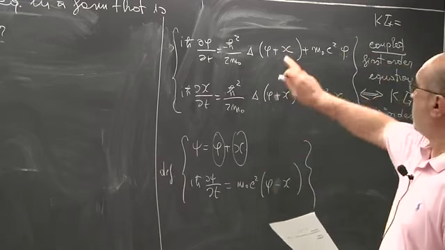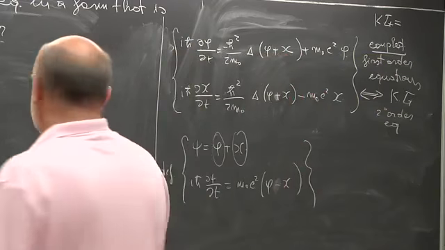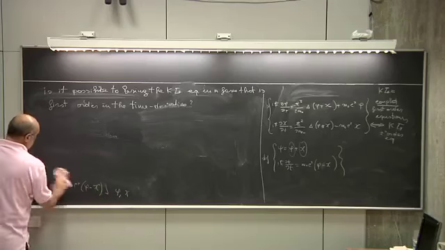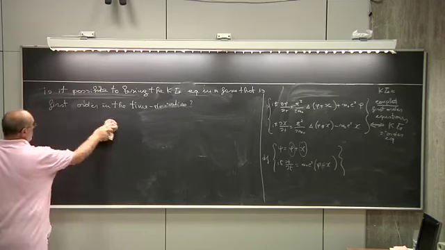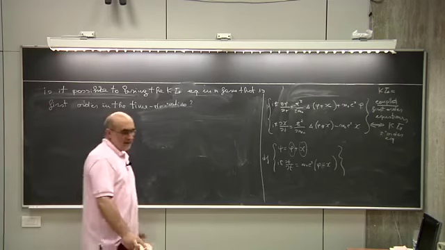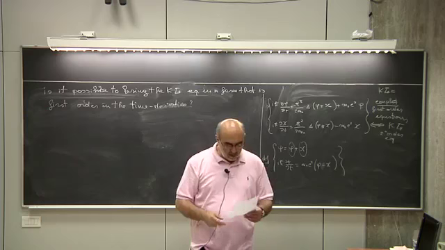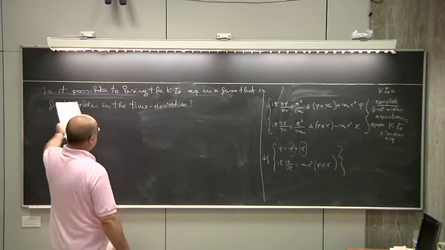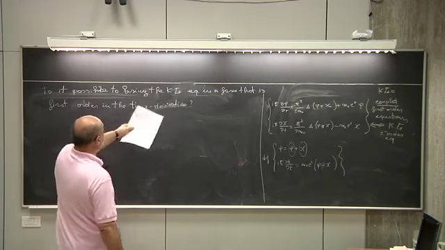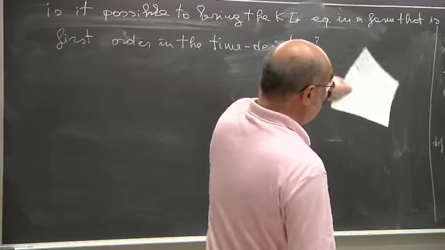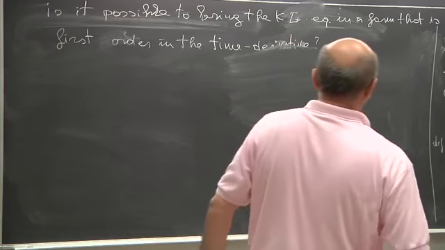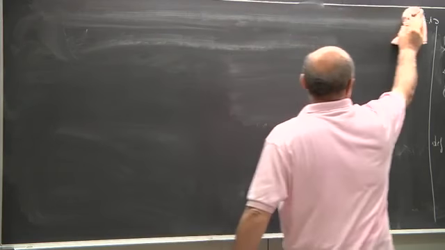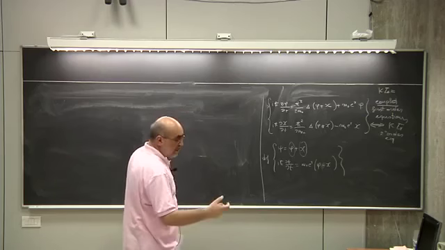Thanks to these fields, I can write the Klein-Gordon equation as a coupled system. Now, is there a way to write these two equations more compactly? Yes, there is. Remember that we are still answering: is it possible to bring the Klein-Gordon equation into a form that is first order in the time derivative? The answer is positive. But now I don't like this form. There is a way to write them in a more compact form.